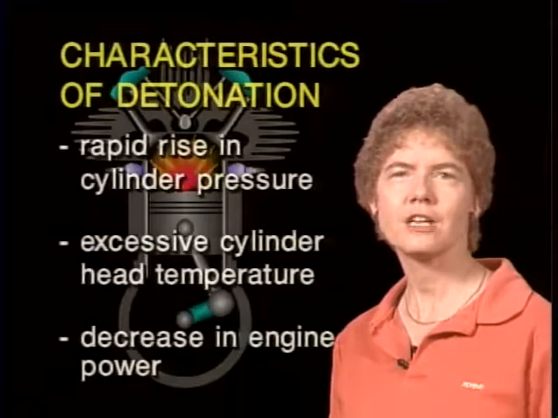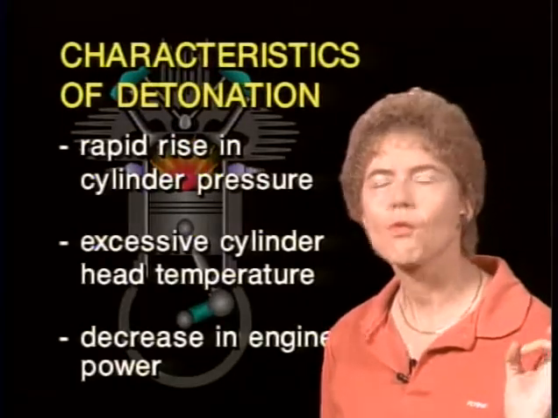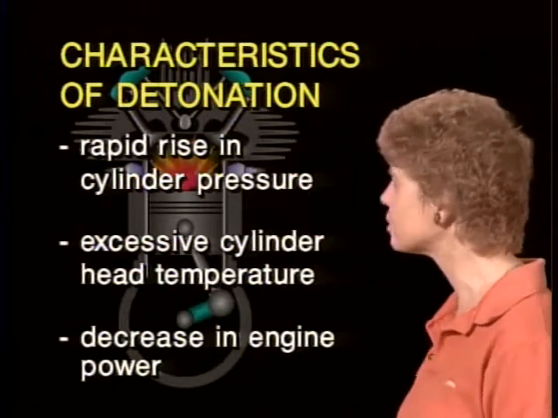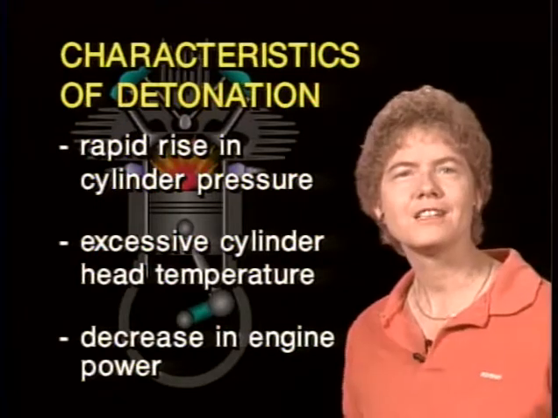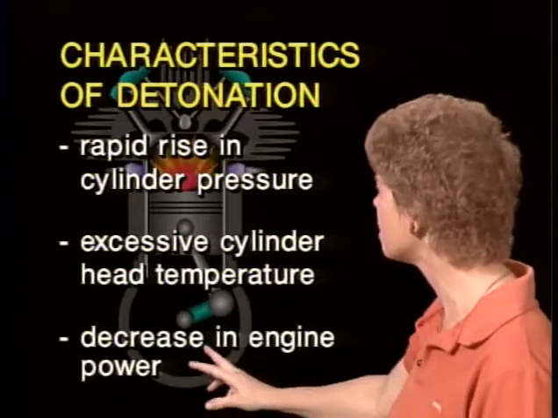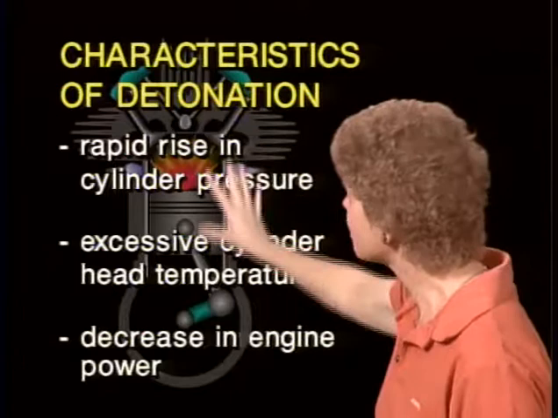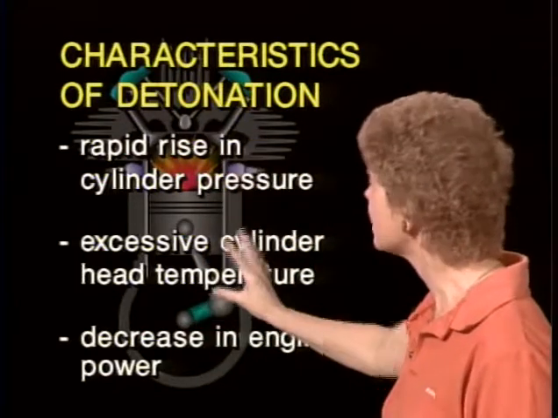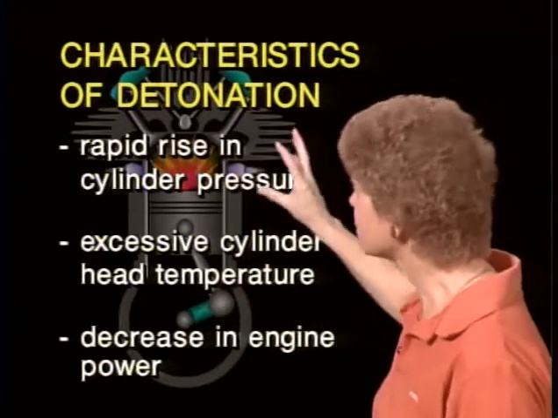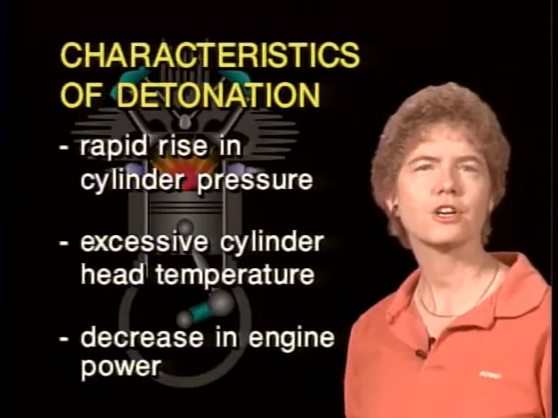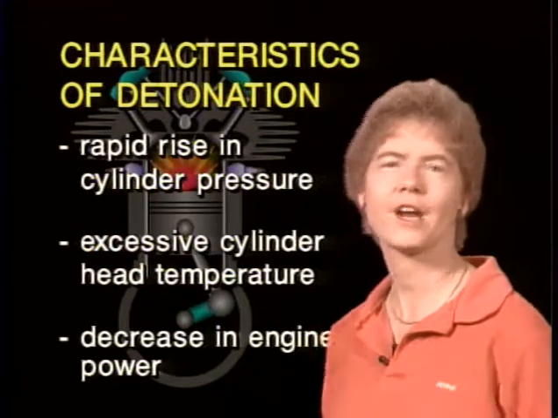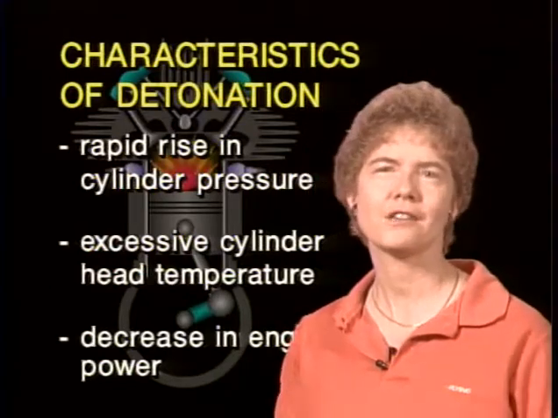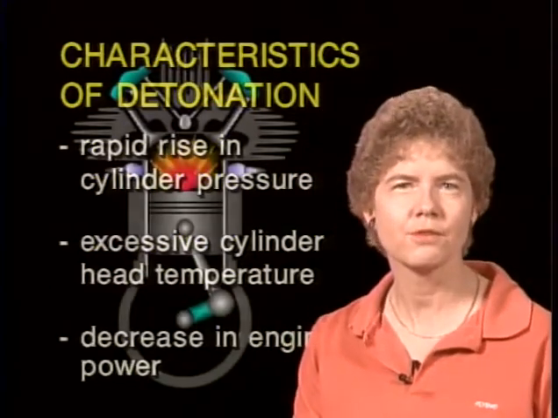The characteristics you're going to get in the cylinder when detonation is taking place are a rapid rise in cylinder pressure, excessive cylinder head temperatures, and a decrease in engine power. You're going to lose power in the engine because there is damage taking place in the cylinders because of the rapid rise in cylinder pressure and the excessively high cylinder head temperature. So you don't want it to happen, and that's why tetraethyl lead is added to the fuel.